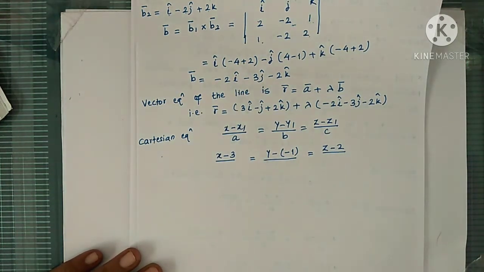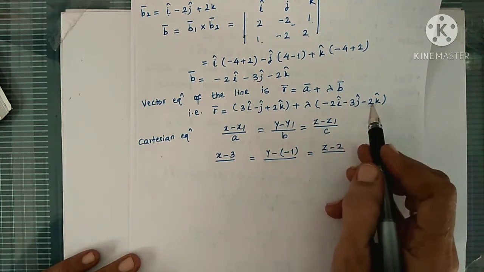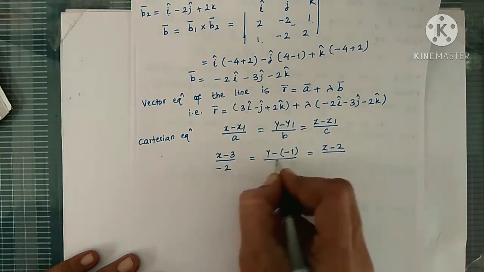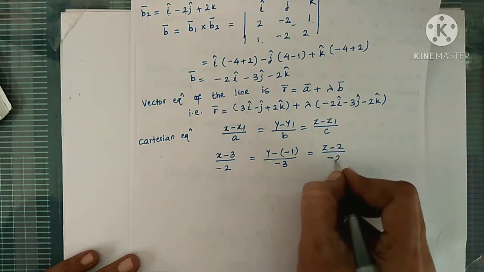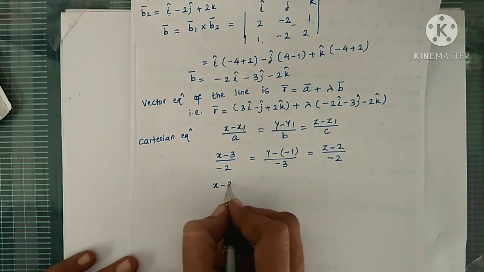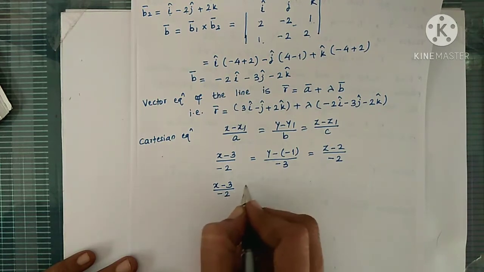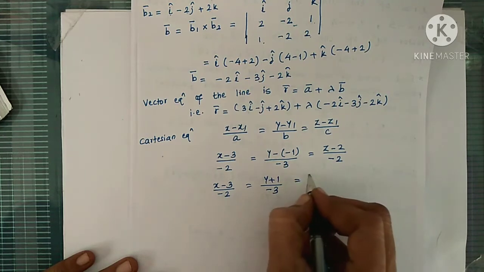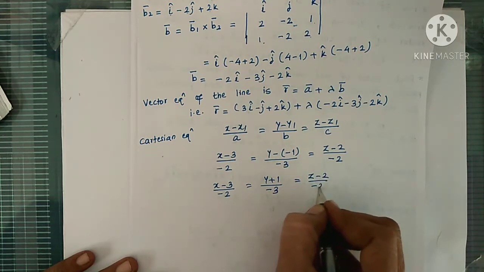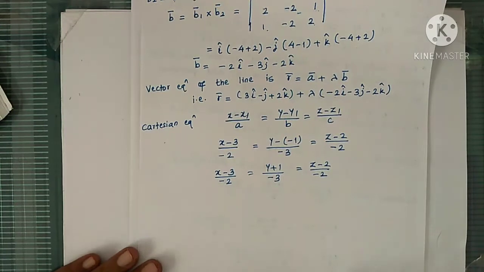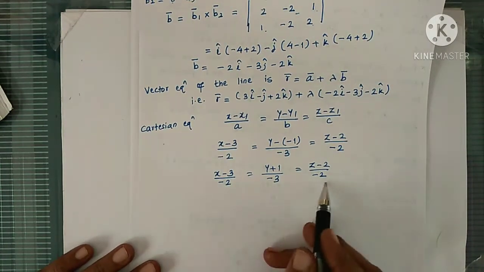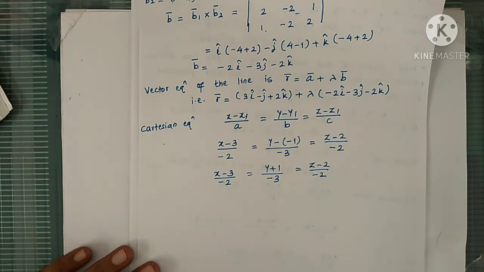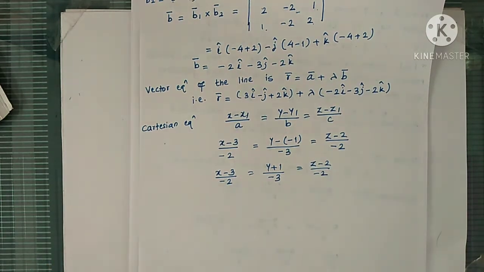In the denominator we have a, b, c, those are direction ratios of the straight line, and those are minus 2, minus 3, minus 2. So this becomes (x minus 3) upon minus 2, (y plus 1) upon minus 3, (z minus 2) upon minus 2. Or you can multiply all the three terms by minus 1 and write positive values 2, 3, 2. So that is also the equation of the straight line.